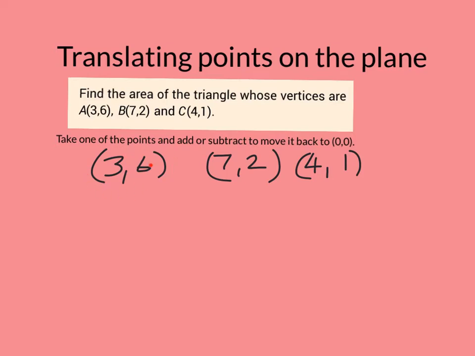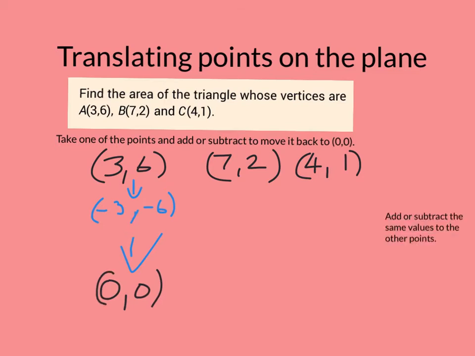I'm just going to take this first point, (3, 6). If I want to move that back to (0, 0), then I would have to take 3 from the x value, and take 6 from the y value. If I do that, I should get (0, 0).